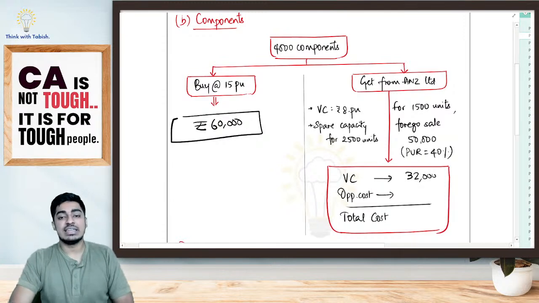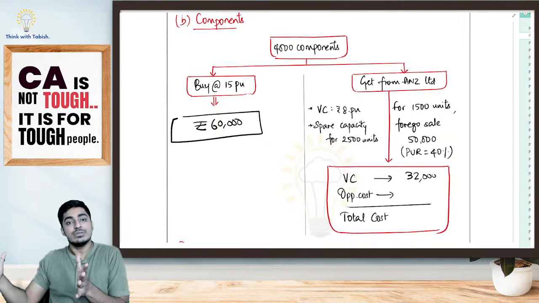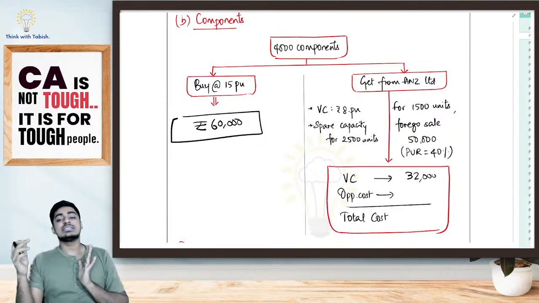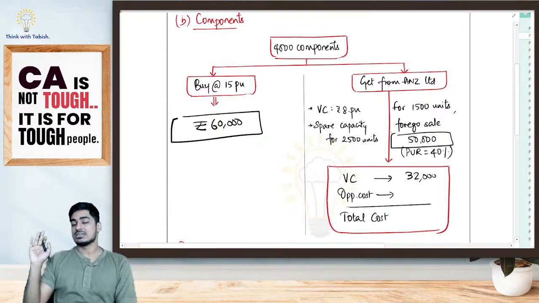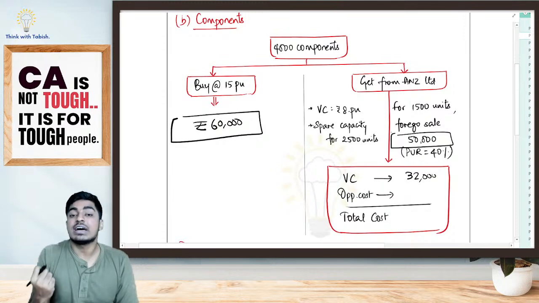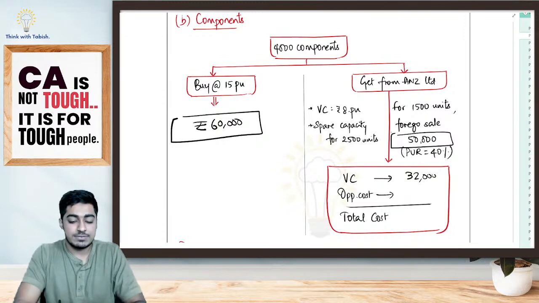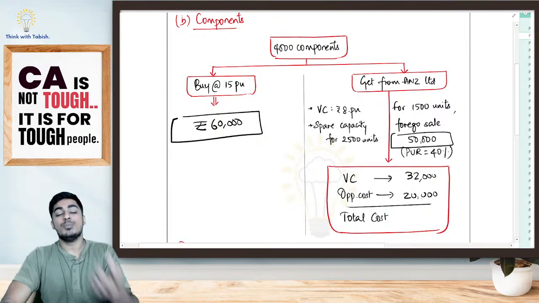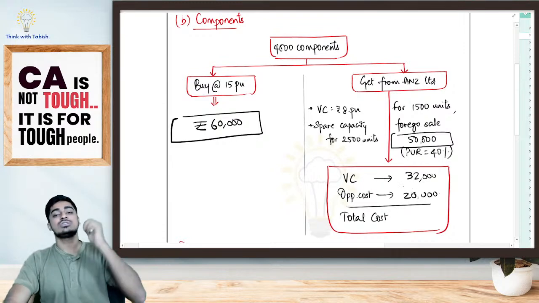But what is the question telling? For 2,500 units, spare capacity was there. But for the next 1,500 units, spare capacity is not there. So if we give the components, we have to sacrifice external sales. How much external sale do we have to sacrifice? 50,000. In that, how much contribution would I otherwise have earned? A contribution of 40% on 50,000, that is 20,000. Now, because I have accepted this order, I cannot earn this 20,000. So this also I will recover from them.